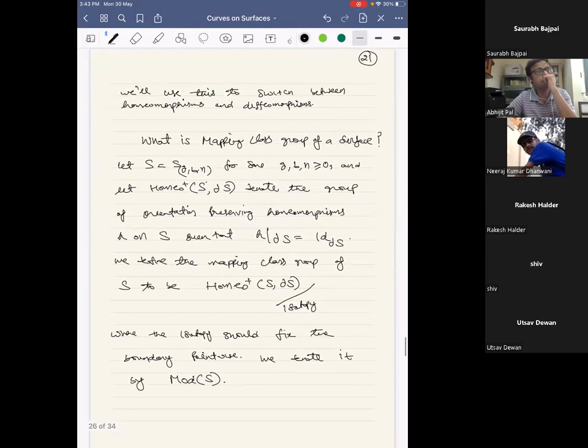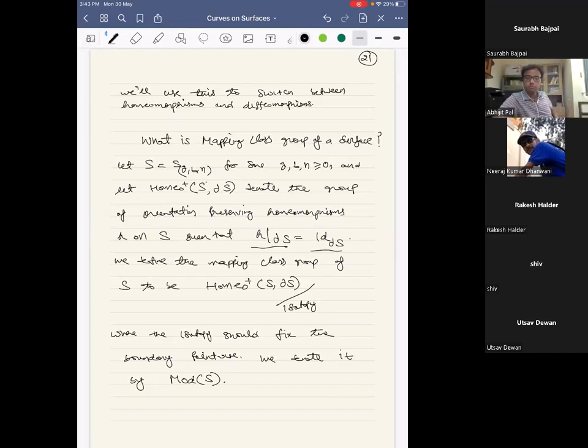So we are in a position to define the mapping class group of a surface. Again, the notation is the same. S is a surface, connected, orientable, genus g, b boundary components, n punctures. And Homeo^+(S, ∂S) is the group of orientation preserving homeomorphisms h on S which, when you restrict to the boundary, are the pointwise identity. So let us look at this set.